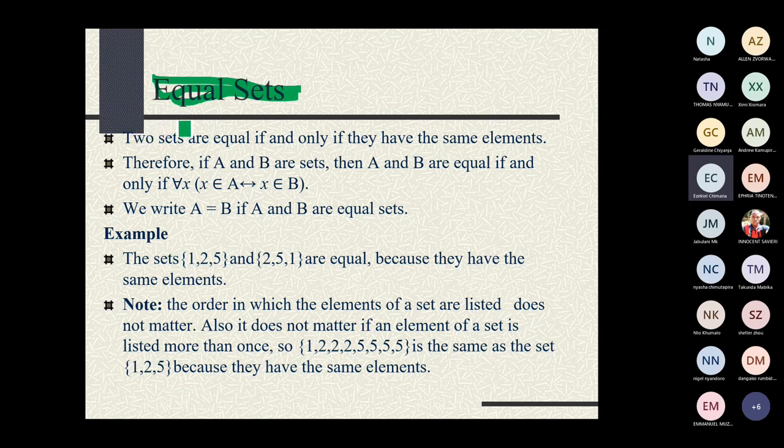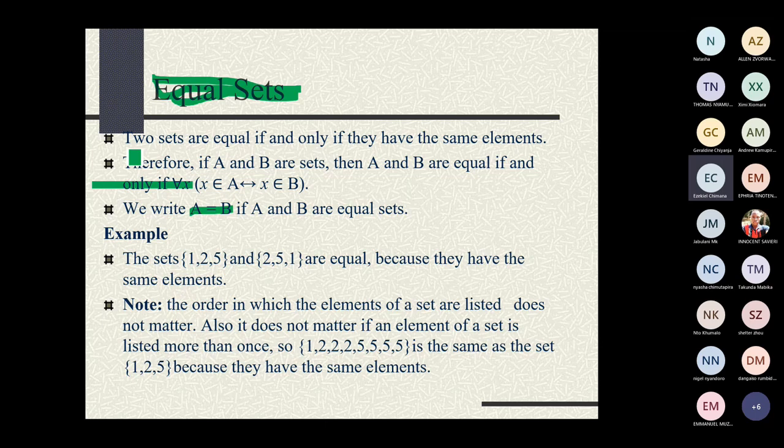So therefore, if A and B are sets, then A and B are equal if and only if for all X, X is an element of A implies that X is also an element of B. So it goes both ways. If X is an element of A, X must also be an element of B. If X is an element of B, X must also be an element of A. So we write that A is equal to B if A and B are equal sets.